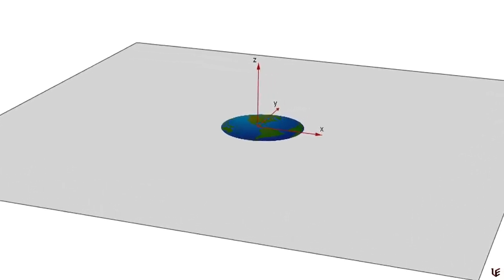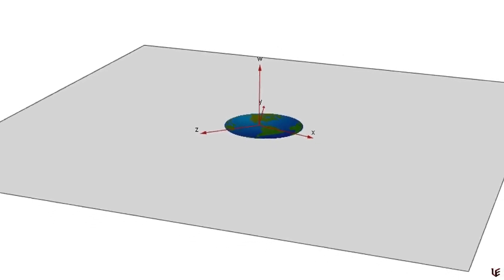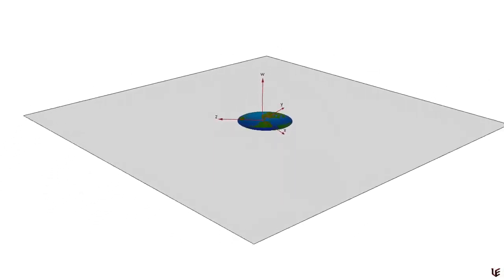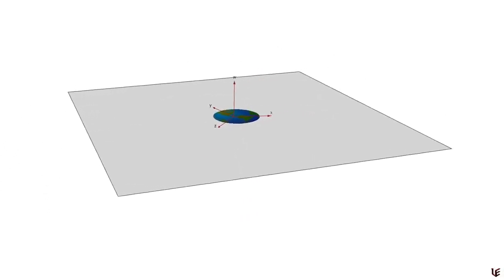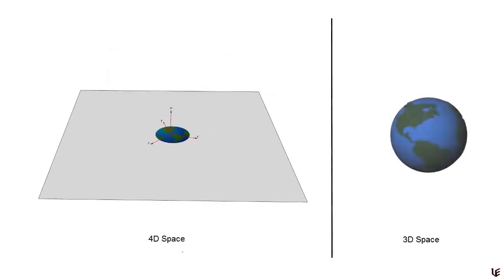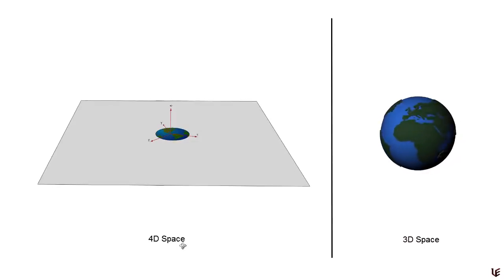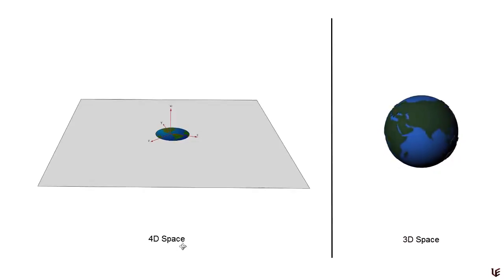What I've done here is I've taken our 3D coordinate system and I've squashed it to make room for a fourth dimension, a W-axis. So every horizontal flat plane that we see in this representation of 4D space is actually a three-dimensional hyperplane. And our flat Earth is actually not so flat if we look at it in 3D space. But where exactly is this?